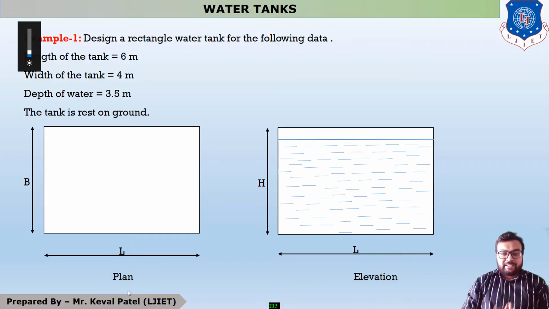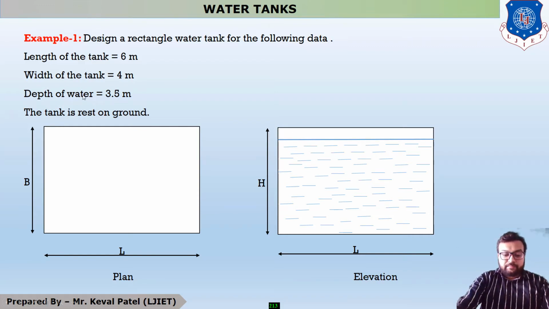This is the last lecture of our subject DRCS. Students, in design of reinforced concrete structure, this is the last lecture in which we are discussing our second type of water tank, which is the rectangle type of water tank. In the rectangle type of water tank, we are discussing the rest on ground water tank.